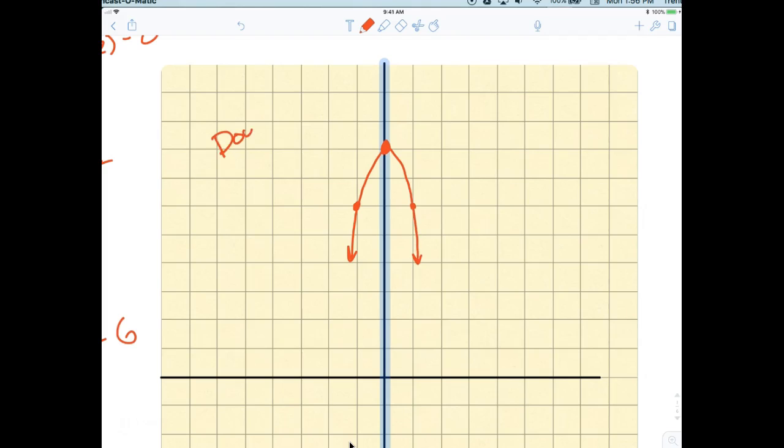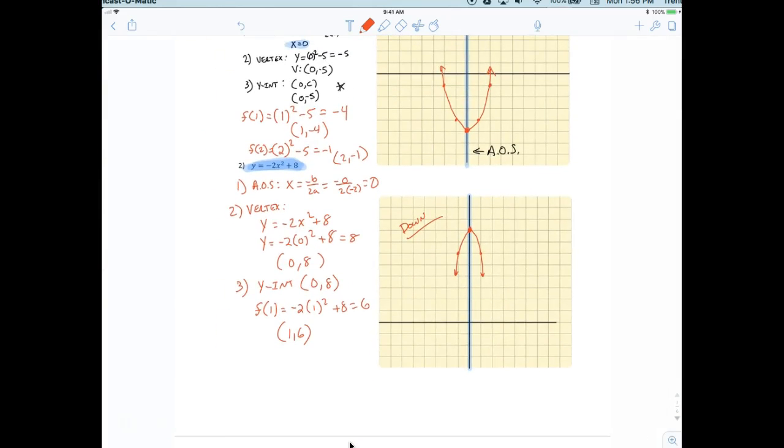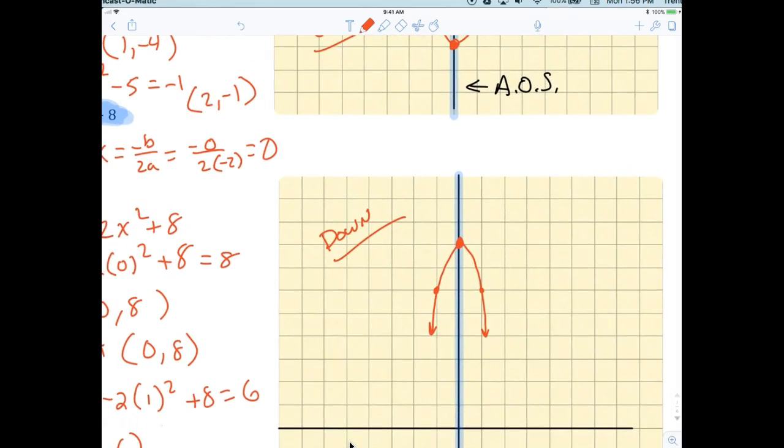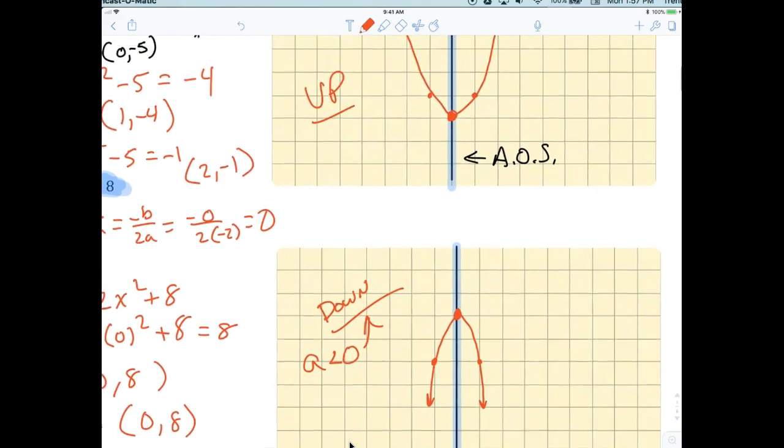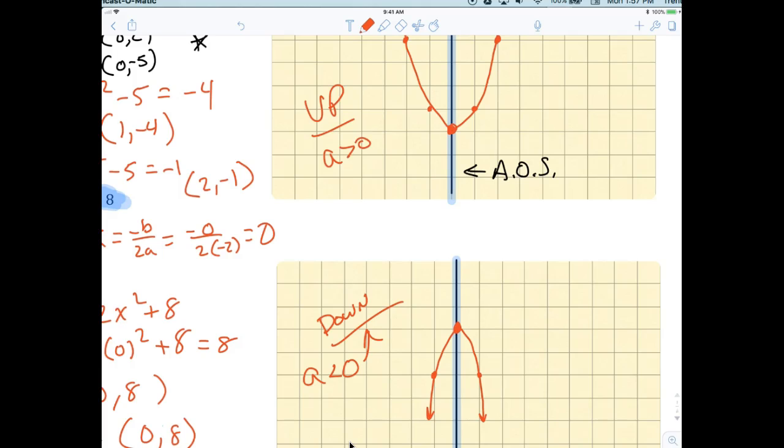Now, this opens what? This opens down. The one up here opens what? Up. Now, why do you suppose this one opens down? Because A is what? Negative. Good. If A is less than 0, your quadratic or your parabola will open down. If A is greater than 0, or if A is positive, your parabola will open what? Your parabola will open up.